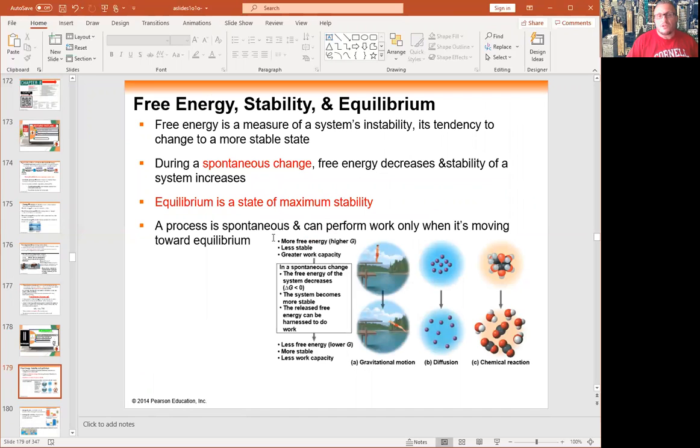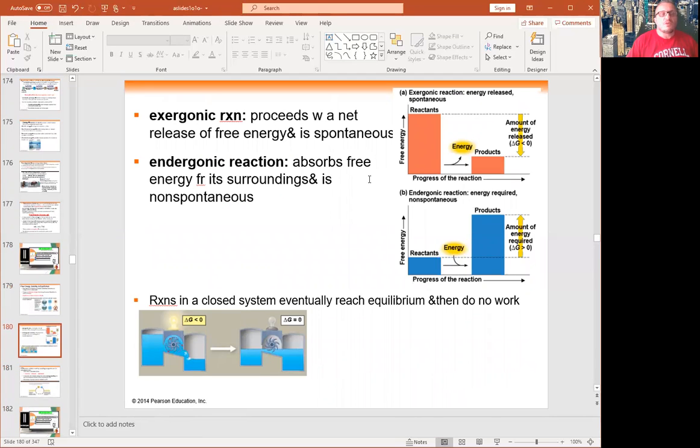So, free energy and equilibrium. Equilibrium is a state of maximum stability, and a process is spontaneous and can perform work only when it's moving towards equilibrium. So there are also exergonic versus endergonic reactions. An exergonic reaction proceeds with a net release of free energy. You can see here delta G is negative. An endergonic reaction absorbs free energy, and delta G is a positive number.